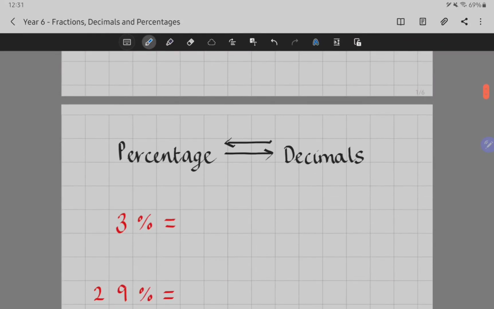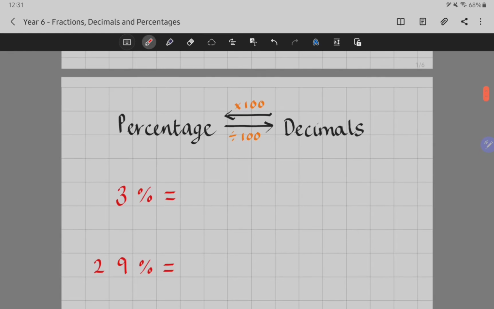So, percentages to decimals and vice versa, decimals to percentages. Now, it's not tricky. It is maths that you've done before. It's just remembering what to do. So to turn a percentage into a decimal, I'm going to divide by 100. And if I've got a decimal and I want to turn it into a percentage, I'm just going to times that number by 100. Let's have a look what that looks like.